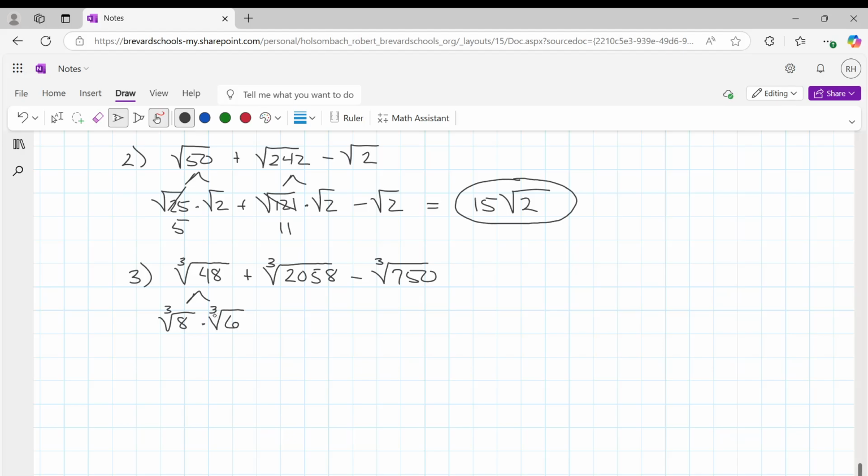And now, since there was a third root of 6 in this first cube, then it's usually a really good clue to divide the 2058 by 6 and divide the 750 by 6. And it'll save you a lot of time, because what you end up getting is the third root of 343 times the third root of 6 minus the third root of 125 times the third root of 6.